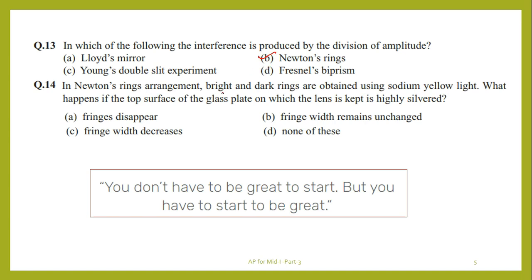In a Newton's ring arrangement, bright and dark rings are obtained using sodium yellow light. What happens if the top surface of the glass plate on which the lens is kept is highly silvered? Whenever we silver that glass plate under this plano-convex lens, then the fringes will disappear.